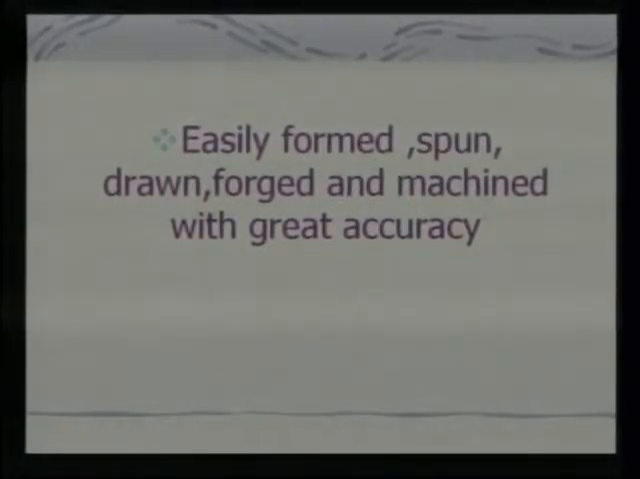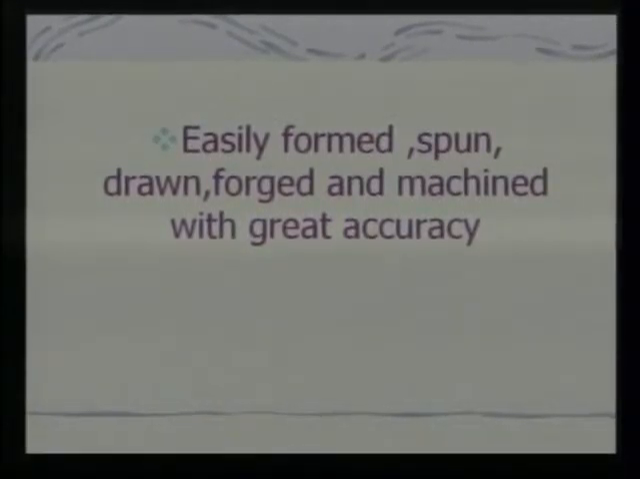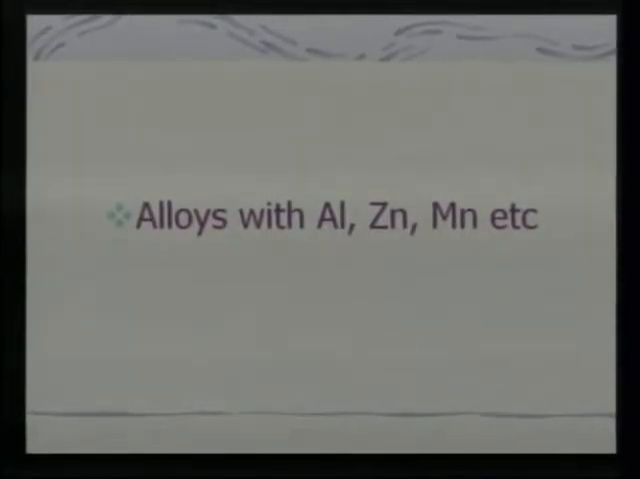Now we go for magnesium and its alloys. Properties are like this. Lightest of all engineering materials. Due to this, the magnesium is alloyed with aluminium to make aircraft components. Easily formed, spun, drawn, forged and machined with great accuracy. Spinning means it is done in the turning process to give shape. Alloys with aluminium, zinc, manganese, etc.